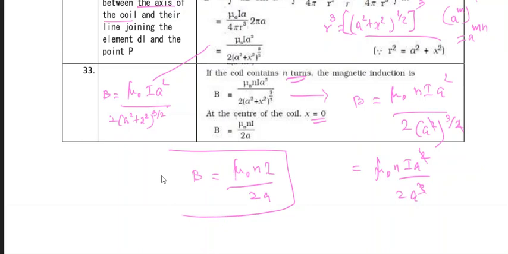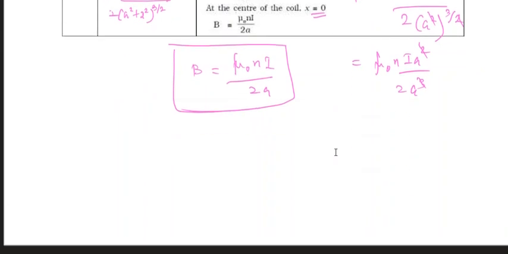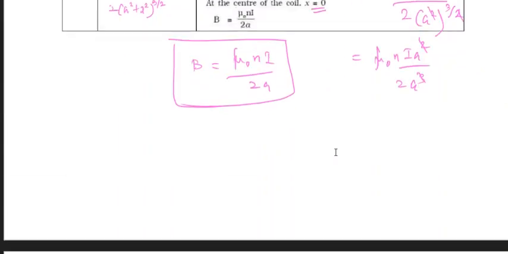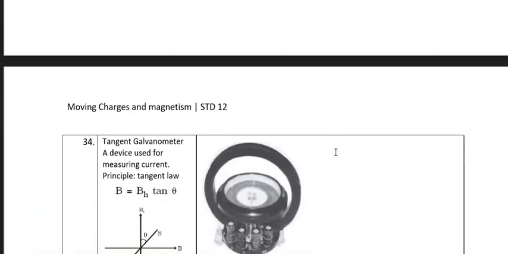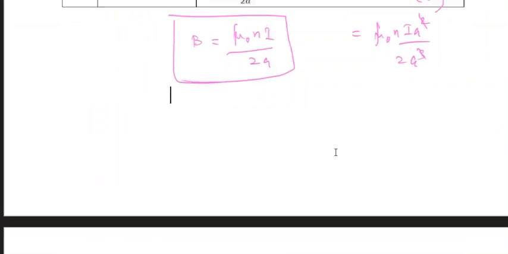So this is for the circular coil, that is current passing through the circular coil. You understand? Based on that, we will move to the tangent galvanometer in the next session.